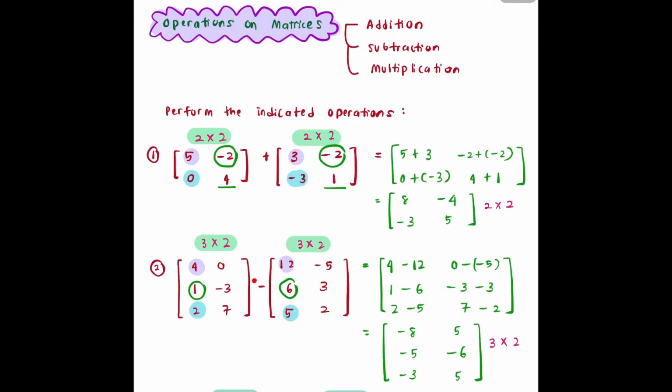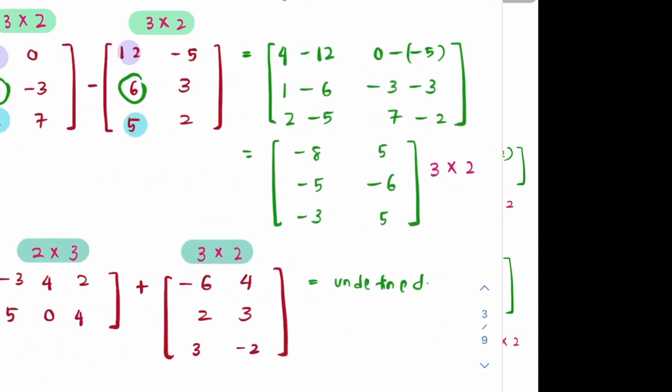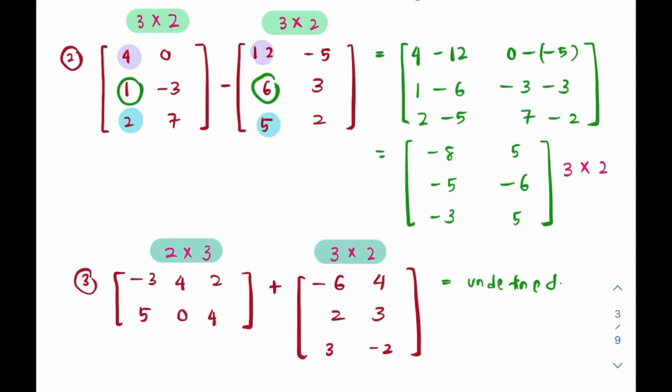Number 2 is an example of matrix subtraction. As usual, the size must be the same. Here, each entry will be subtracted with its respective entry. So 4 minus 12, 0 minus 5, 1 minus 6, minus 3, and so on. So we also have the result of the same size of matrix. For example number 3, this is undefined, no solution, because the matrix sizes do not match. So you cannot do the addition operation here.